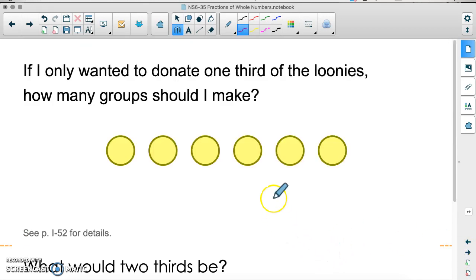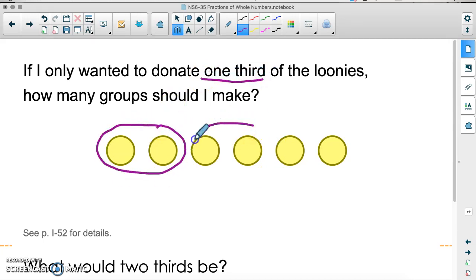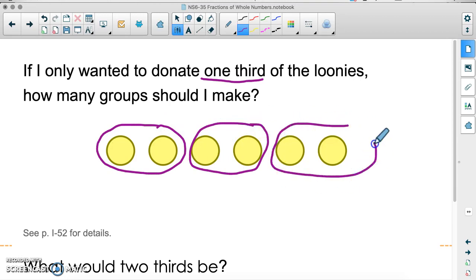If I wanted to donate only 1/3 of the loonies, how many groups should I make? So if I want to only donate 1/3, well, I need to make groups of 3, remembering my groups need to be equal. So I would say this would be 1 group, this would be 1 group, and this would be 1 group. Now, when you divide 6 loonies into 3 equal groups and take one of those groups, you are taking 2 loonies. So I'm going to donate this loonie, and I'm going to donate this loonie. So I'm taking 2 of them. So in fact, 1/3 of 6 of anything, loonies, toonies, whatever, is 2 of the same thing.